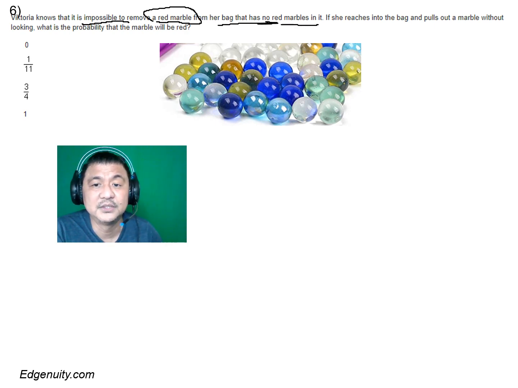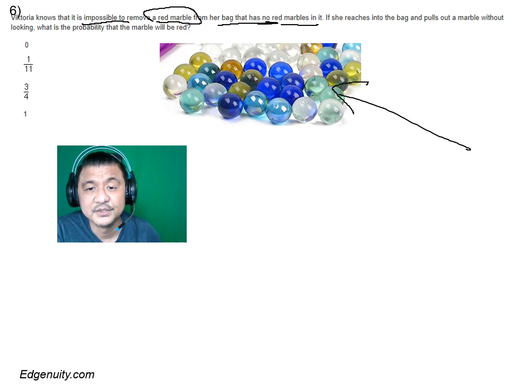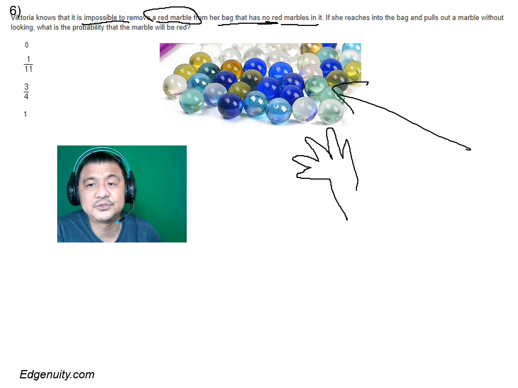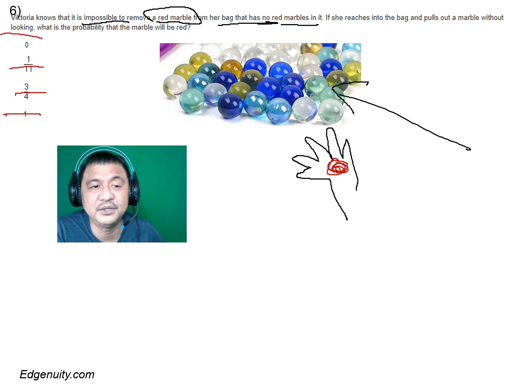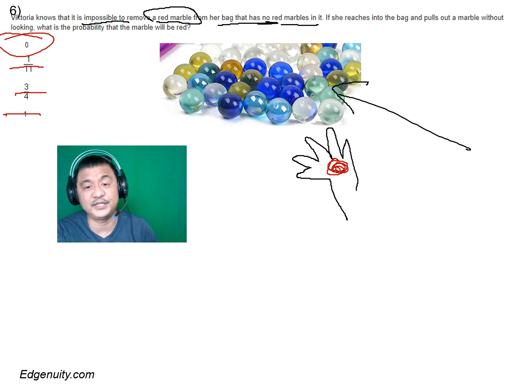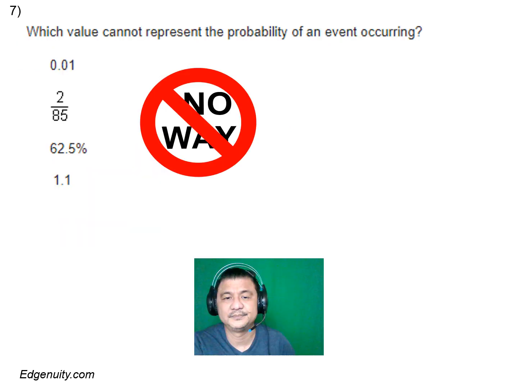Victoria knows that it is impossible to remove a red marble from her bag, which has no red marble. The word impossible. See? She wants to reach out in her bag to grab a red marble. Okay, what is the probability that it's going to be a red marble? Can it be 1? No. Can it be more likely, less likely? No. Definitely no way. No way will she get a red marble.